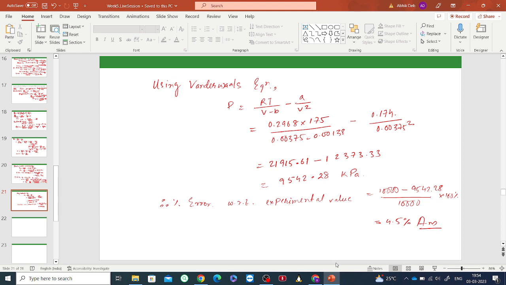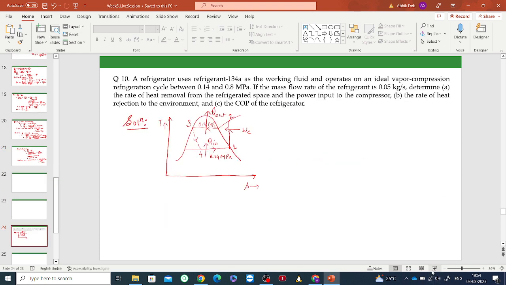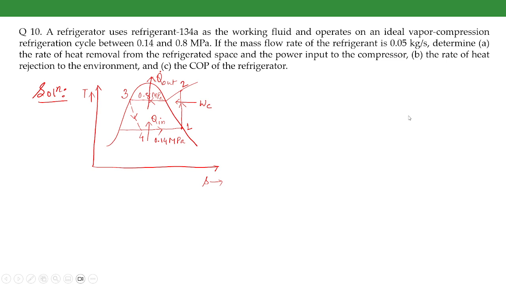Okay, so I am moving on to the next problem. This is the application of this concept, basically a problem related to the working of a refrigeration cycle. There's a vapor compression refrigeration cycle in which the refrigerant is considered as a pure substance. So the refrigerant R134A is being used as a working fluid in a refrigerator which operates on an ideal vapor compression refrigeration cycle between 0.14 and 0.8 megapascal. So this is 0.14 megapascal and this is 0.8 megapascal.